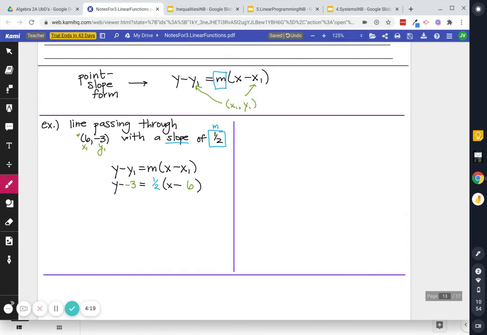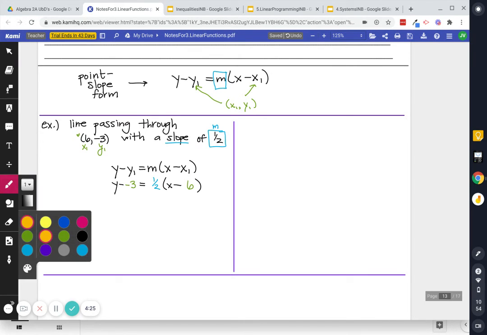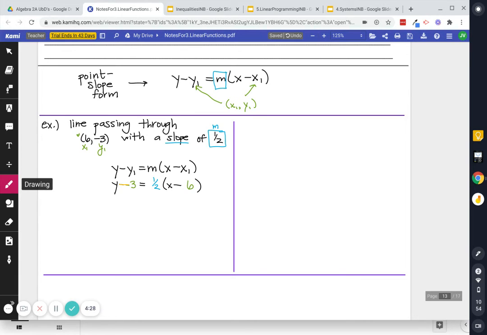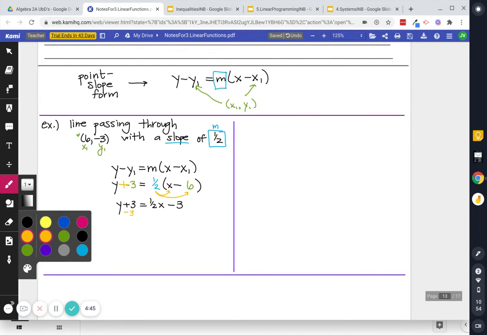Okay, so now it's my job to tackle this and make it look good because we always want to solve for y. So here we go. First of all, this minus negative is going to be a plus. And then I'm going to be responsible for doing some distributive property. y plus 3 equals 1/2 x minus 3. Subtract 3, subtract 3. y equals 1/2 x minus 6. And there, ladies and gentlemen, is our final answer. Okay?